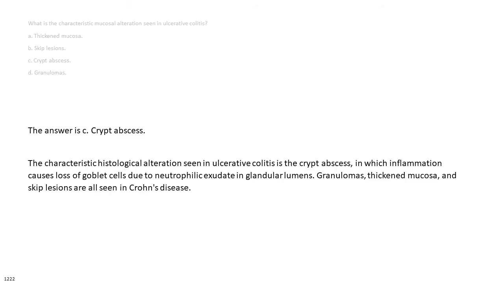The answer is C. Crypt abscess. The characteristic histological alteration seen in ulcerative colitis is the crypt abscess, in which inflammation causes loss of goblet cells due to neutrophilic exudate in glandular lumens. Granulomas, thickened mucosa, and skip lesions are all seen in Crohn's disease.